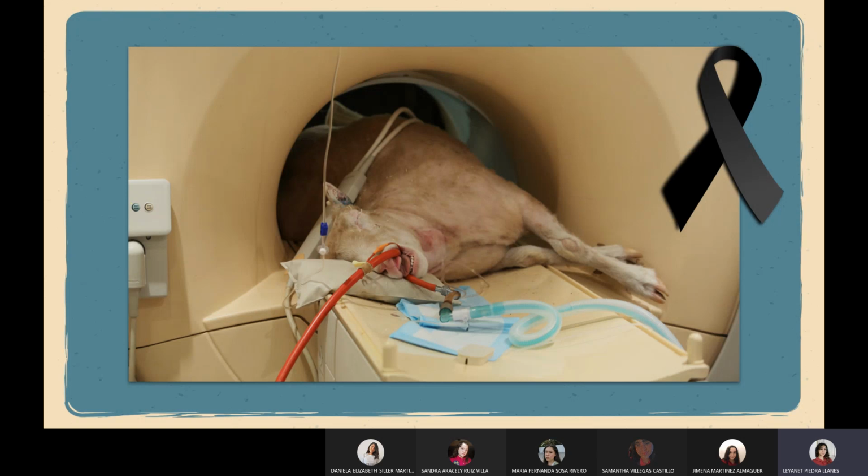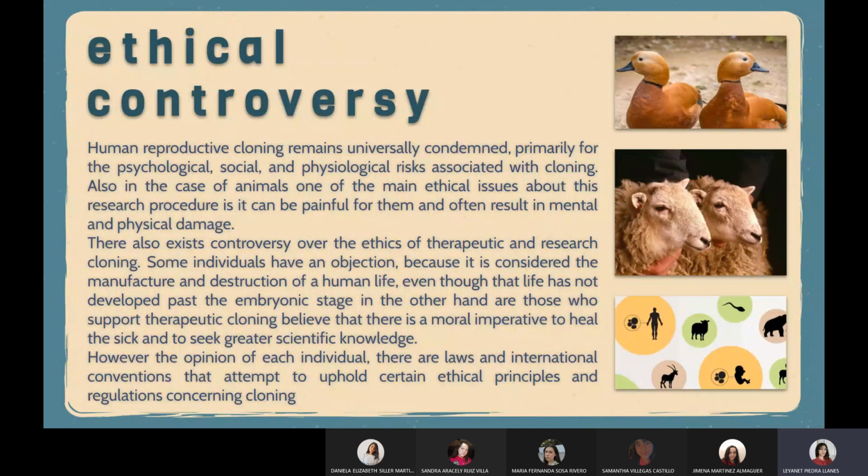The ethical controversy over the ethics and therapy of research cloning. Some individuals object because they consider that it involves the manufacture and destruction of human life, even though the life has not developed. On the other hand, those who support therapeutic cloning believe that it is more imperative to heal the sick and to seek scientific knowledge. However, whatever the opinion of each individual, there are laws and international conventions that attempt to uphold certain ethical principles and regulate cloning.